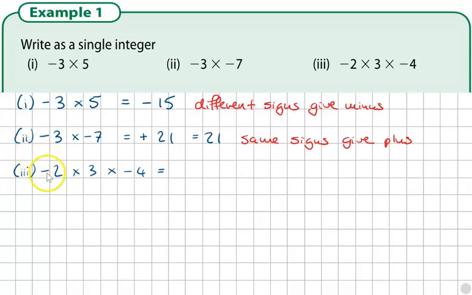Part 3, minus 2 times 3 times minus 4. So taking the first two parts, we have a minus by a plus, which gives a minus, because different signs give minus, and 2 by 3 is 6, so we get minus 6. And then we bring down the multiply by minus 4 and the equals. And then we do minus 6 times minus 4. Well, a minus by minus gives a plus, and 6 by 4 is 24, so we get positive 24 as our answer. So a minus by minus gives a plus, or you could say same signs give plus. So we get positive 24, which is just 24.